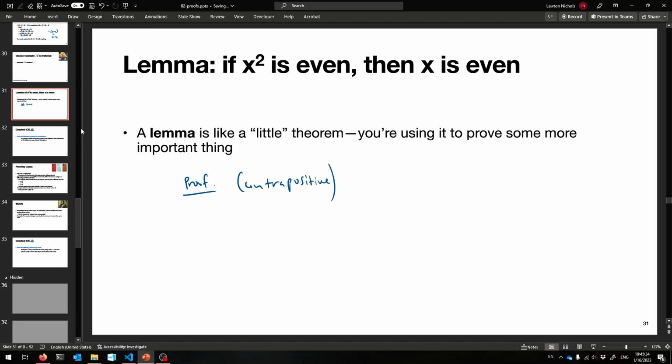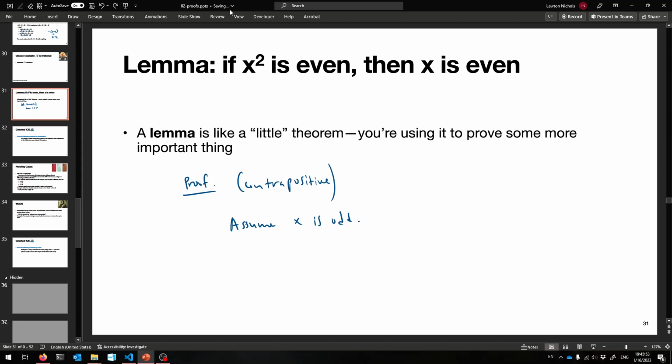Contrapositive. And so that means we're going to assume that x is odd. Assume the negation of the conclusion, because we're going to do a direct proof from the contrapositive. So assume x is odd, and then we need to show that x squared is odd.